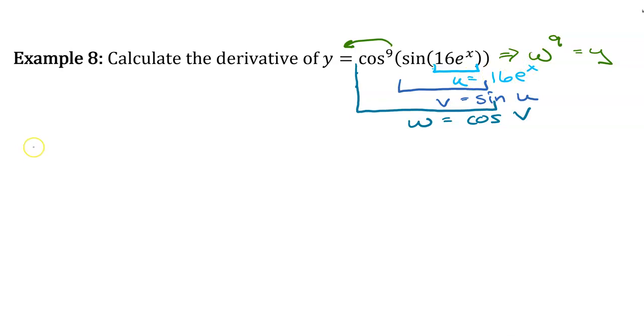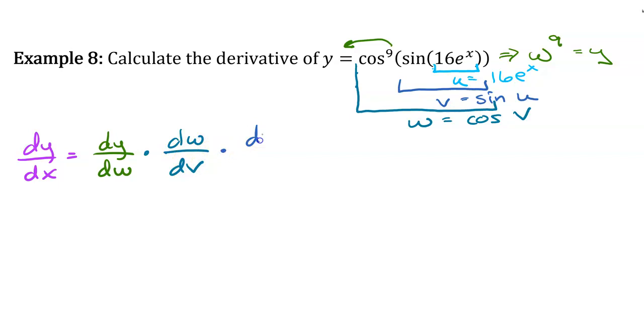So for our derivative, dy dx, what would we need? We would need dy dw times dw dv times dv du times du dx. And we would just link them all. So you can stack them. You can stack them just fine.